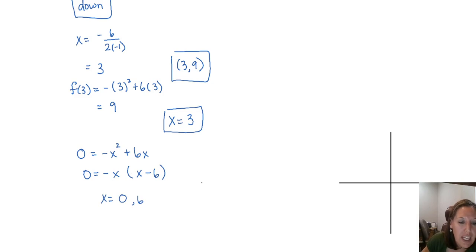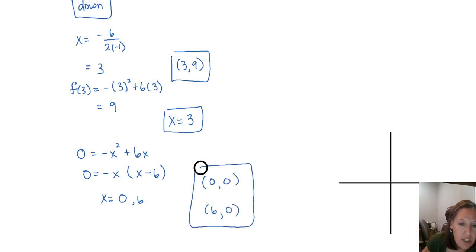That gives us x-intercepts at the point where x is 0 and where x is 6. Now remember, we found those points by plugging in y equal to 0. So the coordinates of those points are going to be (0, 0) and (6, 0).